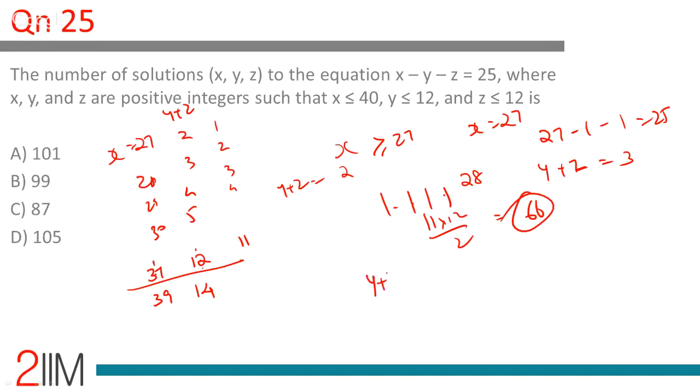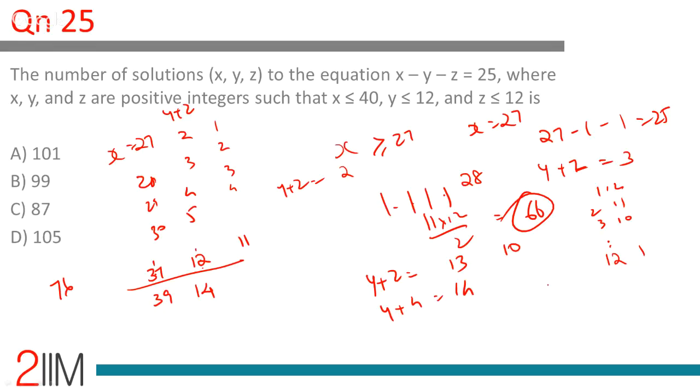Now we will do Y plus Z equal to 13, and Y plus Z equal to 14. Y plus Z equal to 13 can happen in 12 ways: 1, 12, 2, 11, 3, 10, and so on up till 12, 1. But of these 12 ways, 2 don't work. So 10 ways, the first and the last won't work. So 66 plus 10, 76.